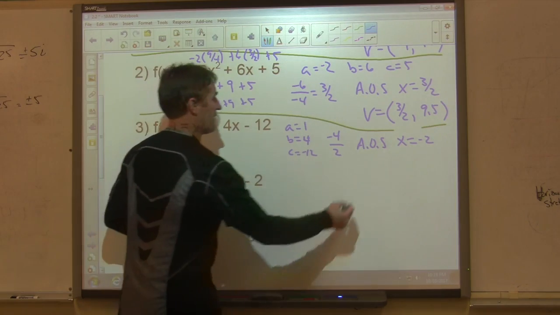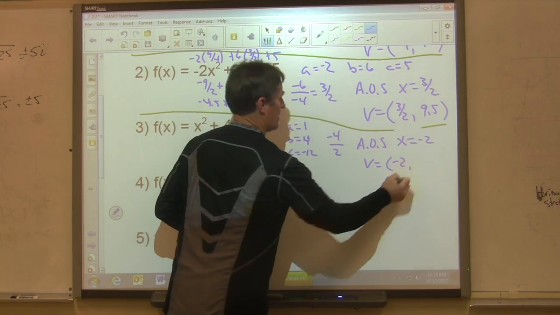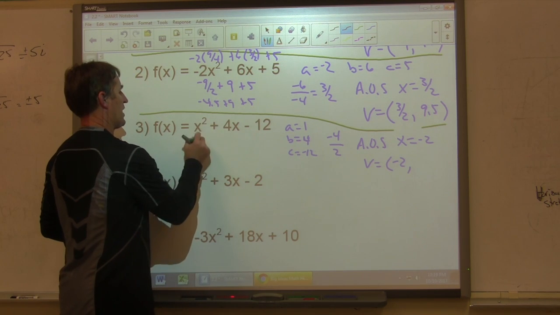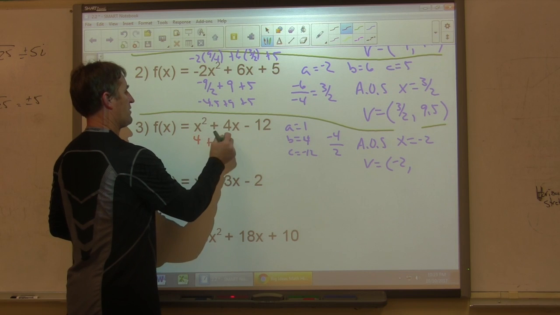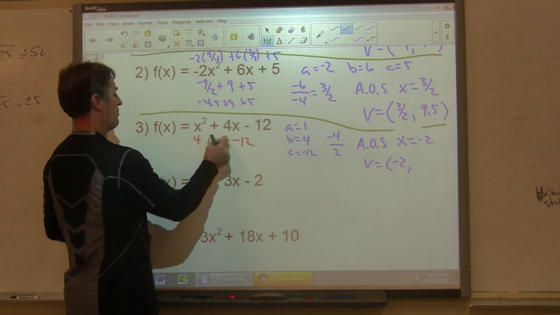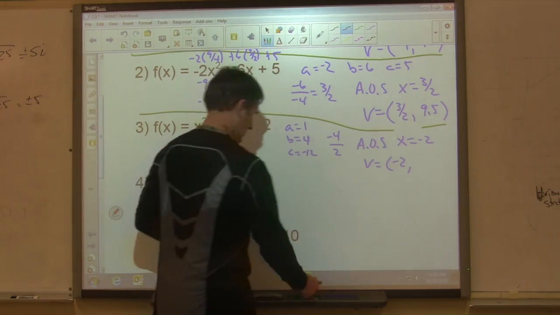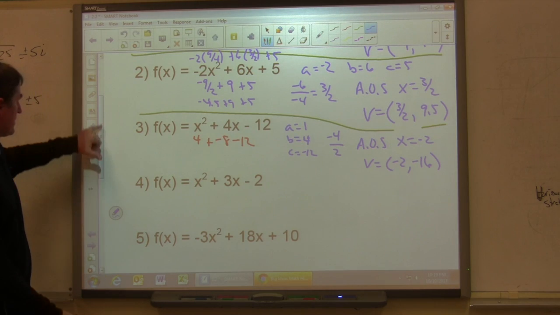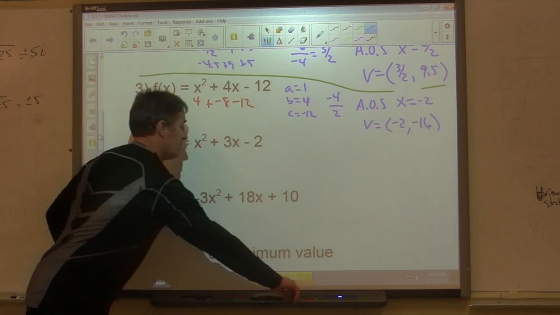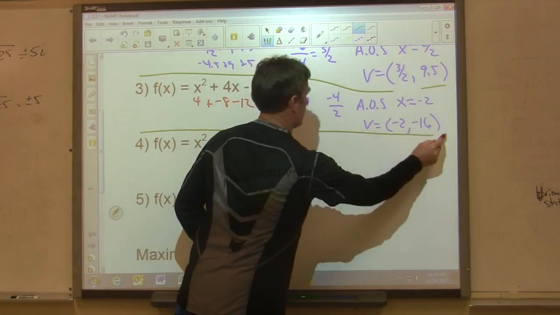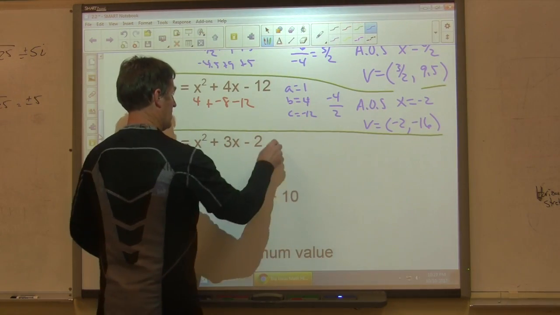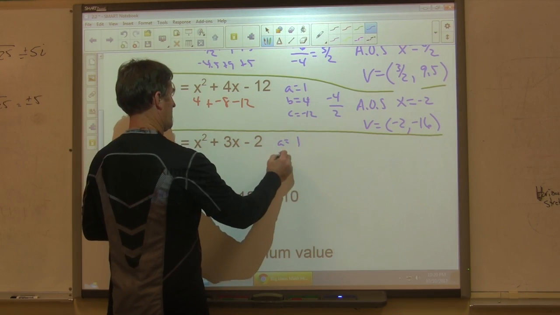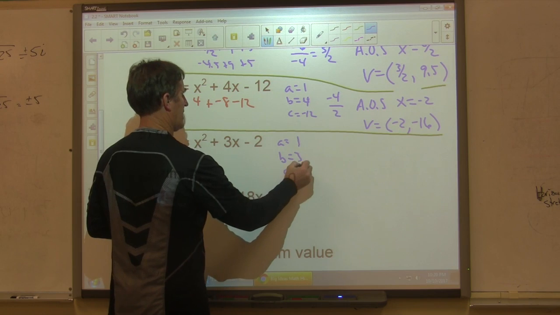And now we plug in -2 for our vertex, and we substitute in and we find the value of y. So if we go -2 squared, that would be 4. 4 times the -2 would be -8 minus 12. So we get 4 minus 8 is a -4 minus 12 is a -16. Next one. A is, again, 1. B is 3. C is -2.